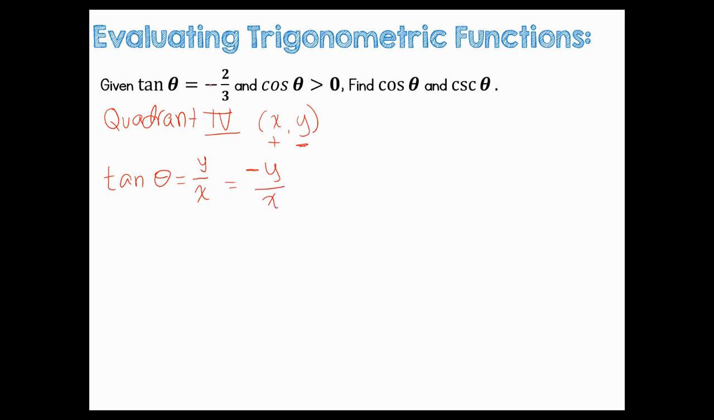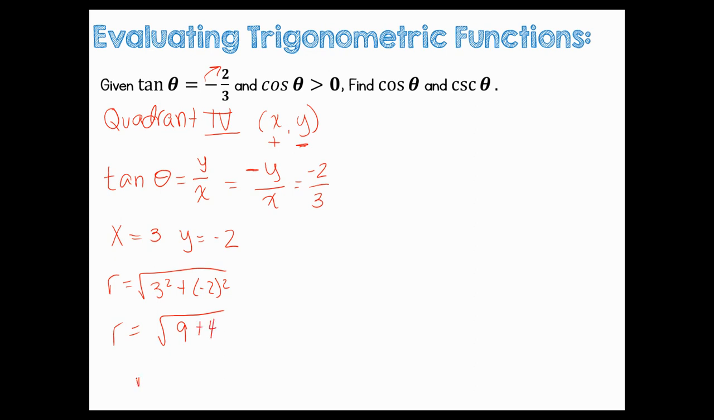So if we have negative 2/3, the negative gets put to the numerator, not the denominator. So I have negative 2 for y over positive 3. Remember, you don't distribute the negative to both. That's really great, now that we know x and y, we can find r. So x is positive 3, y is negative 2. Let's find r in order to find cosine and cosecant. So I have the square root of 3 squared plus negative 2 squared. That gives us 9 plus 4, so r equals the square root of 13.